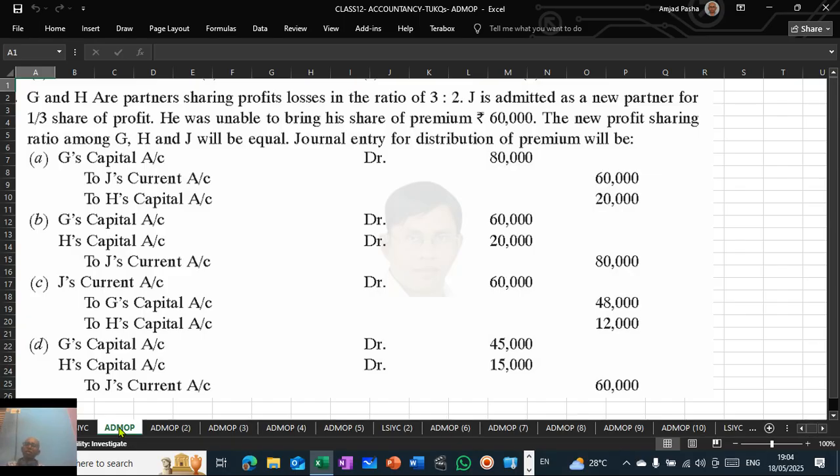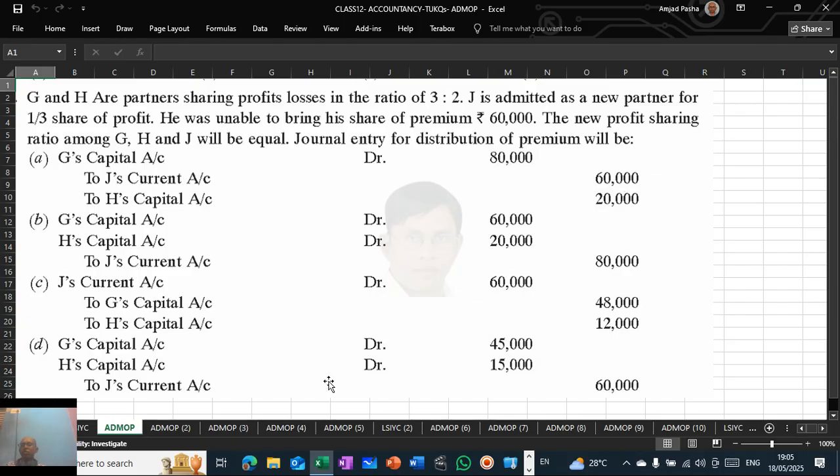G and H are partners sharing profit and losses in the ratio 3:2. J is admitted as a new partner for one third share of profit. He was unable to bring his share of premium, rupees 60,000. The new profit sharing ratio among G, H and J will be equal. Journal entry for distribution of premium will be? Try the answer yourself and then cross check the solution against these entries. We will discuss the solution in the next class, so you can confirm that you understood the concept.